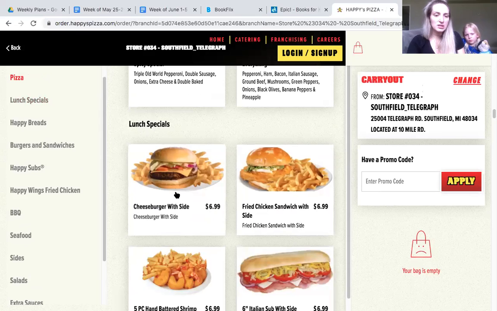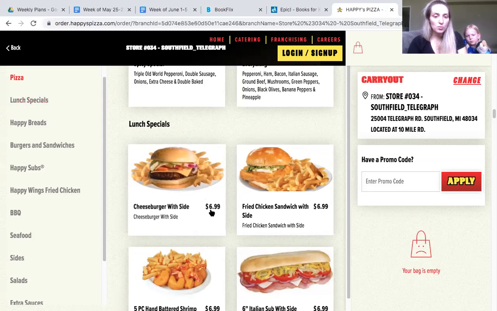We have cheeseburger with side and fried chicken sandwich with side. So think about which one of those you would want to eat. I would get the chicken because I don't eat cheeseburgers. The fries look pretty good though. If we compare these two, cheeseburger with side is 6, then you'll see the decimal, 99. So $6, the number in front of the dot, the decimal, is the 6. The number after is the cents, $6.99. The fried chicken sandwich with side, 6, decimal, 99.